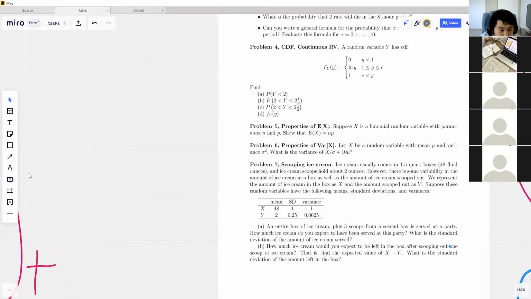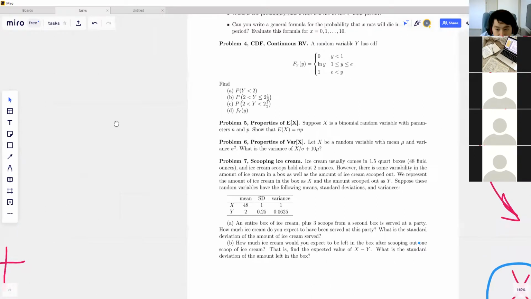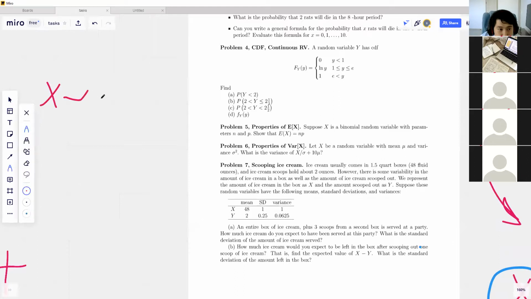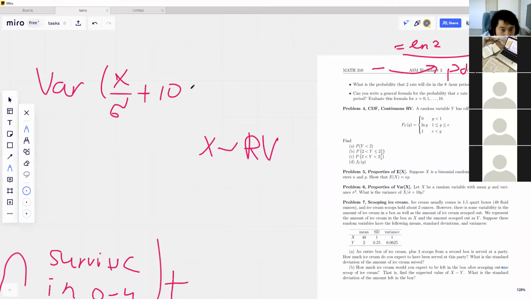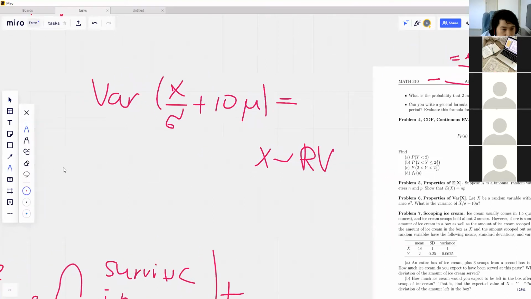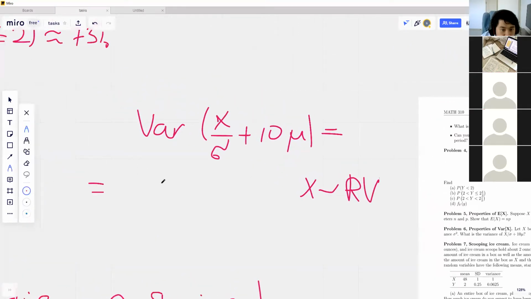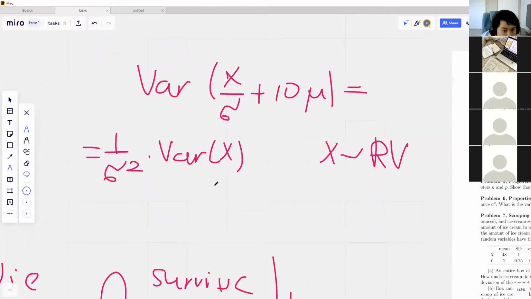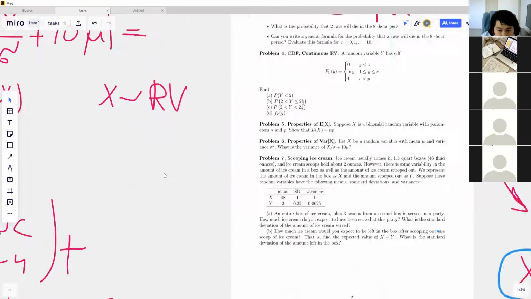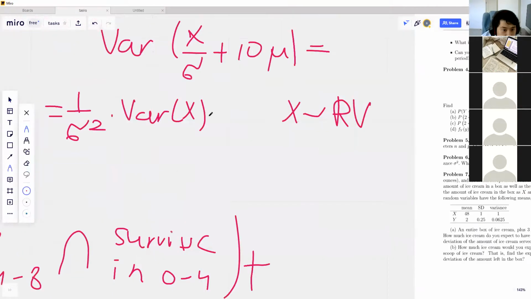All right, let's quickly solve this problem here. Let X be a random variable with mean mu and variance sigma squared. What is the variance of X over sigma plus 10 mu? Okay, so here we factor out 1 over sigma squared multiplied by the variance of X. We think of 10 mu as a constant, so it will vanish. Then we have the variance of X was sigma squared, right? Yes, sigma squared. So this is equal to 1 then.